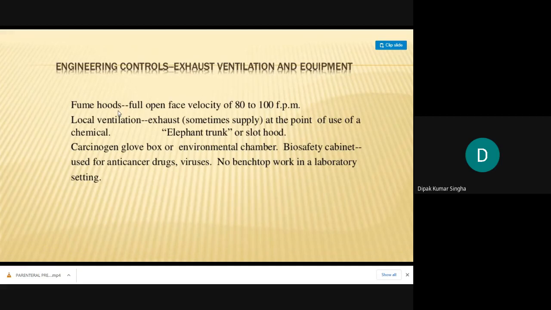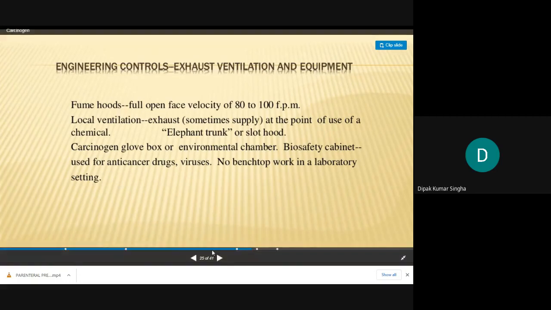captured, with an elephant trunk, also slot hoods, and carcinogen glove boxes or environmental chambers or biosafety cabinets. These are the chambers you can use for anti-cancer drugs and viruses, with no benchtop work in this laboratory setting. So these are the criteria you can maintain to avoid exposure to carcinogens.